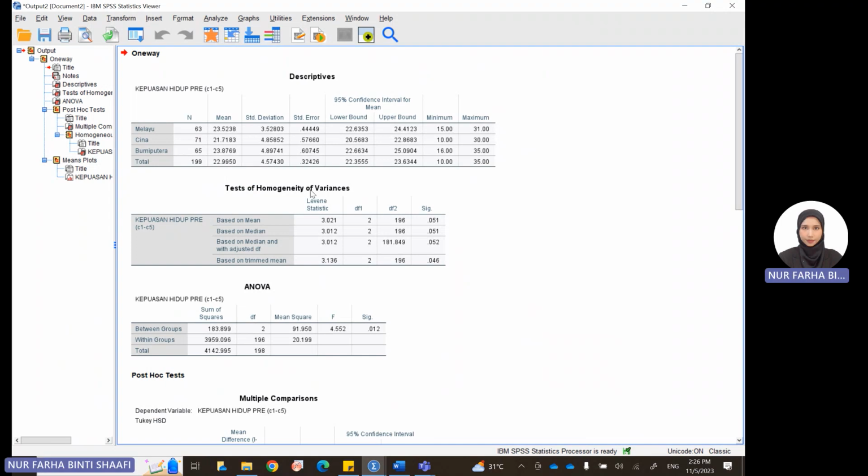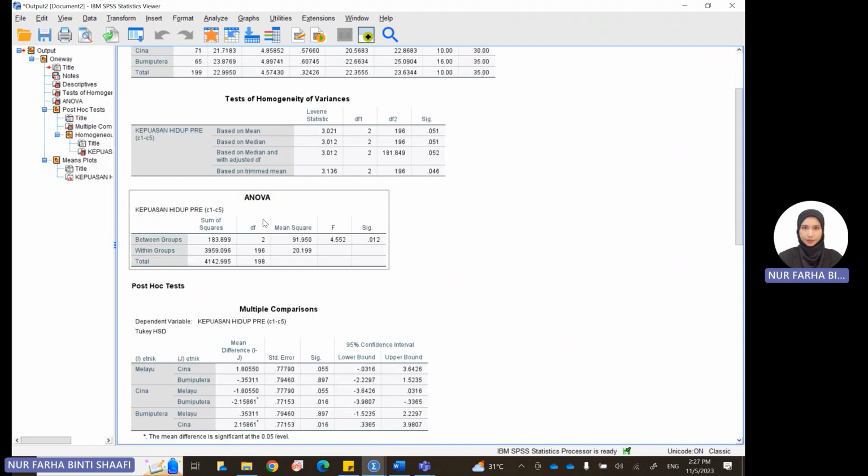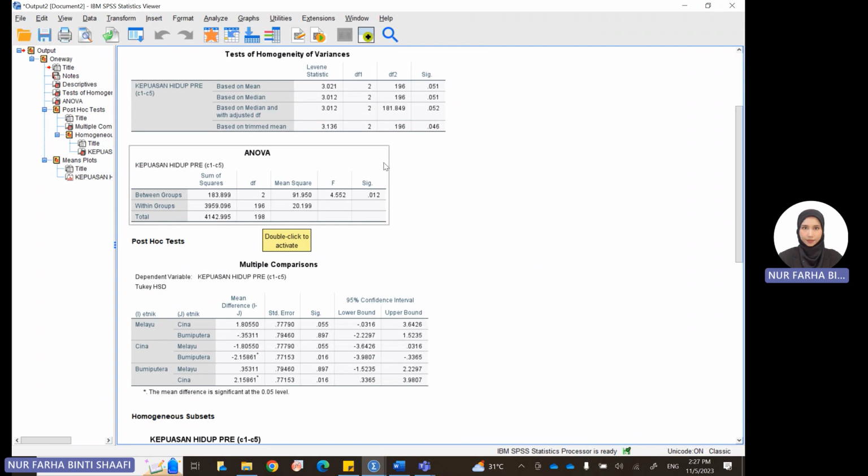So the test of homogeneity, the same thing. You need to look at the significant value here. Why do we need to do the test of homogeneity? You need to know whether your data is normally distributed. Right now your significant value is more than 0.05, so your data is normally distributed. So you can use a parametric test, meaning you can use ANOVA. So straight away go to the table for ANOVA, the table for ANOVA here.